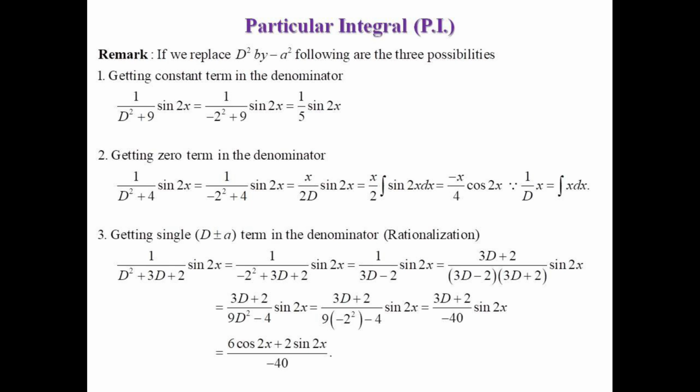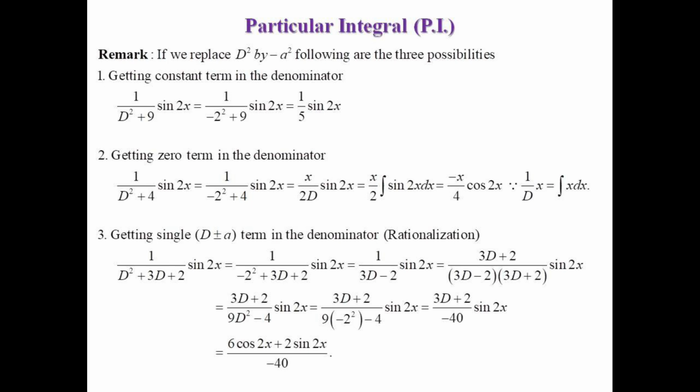And we cannot remove the term d according to type number 2, because type number 2 mentions replace d square by a square with minus sign, and here we get the single d term. So to get the d square term in the denominator, let's rationalize the term. In the denominator we get 3d minus 2, so multiply and divide by 3d plus 2. So we get 3d plus 2 upon 3d minus 2 and 3d plus 2 into sine of 2x. So the numerator is as it is, 3d plus 2.